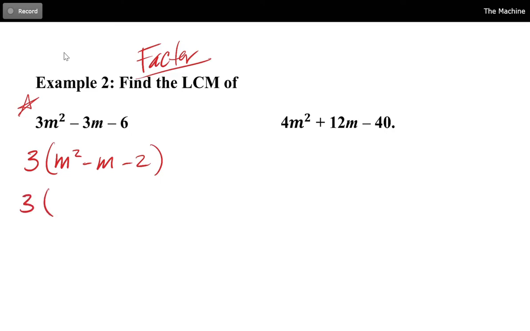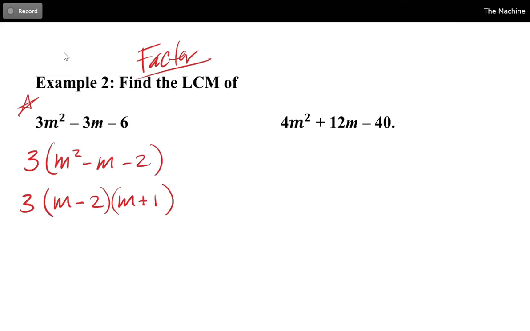It would be a 2 and a 1. So it's going to be an m and a 2 and an m and a 1. And then what do the signs have to be to give me a negative m in the middle? It would be a negative 2 here and a positive 1 right there. Okay, that one's down to primes.